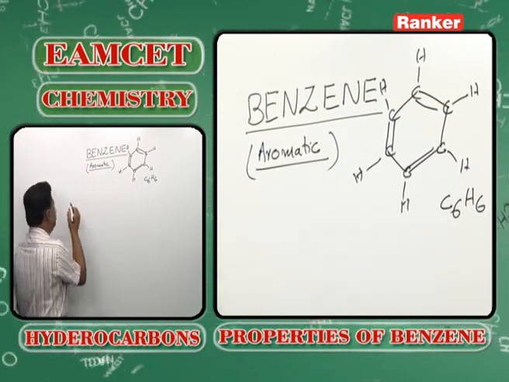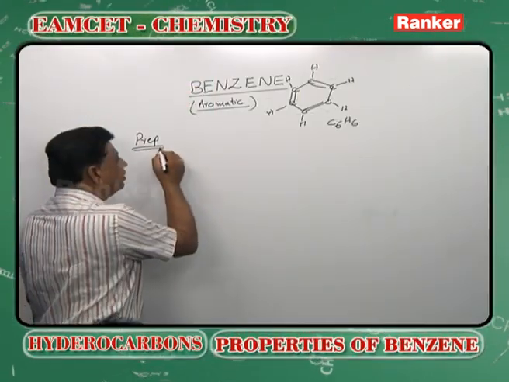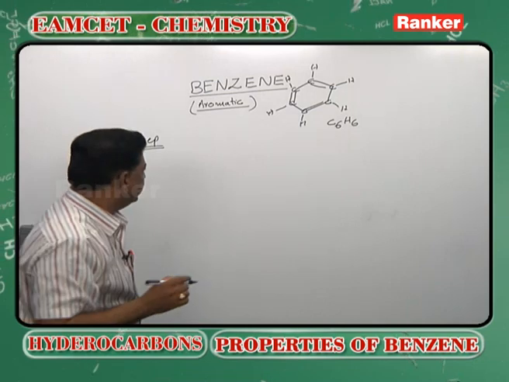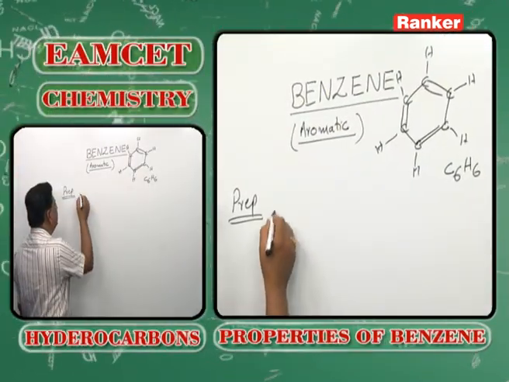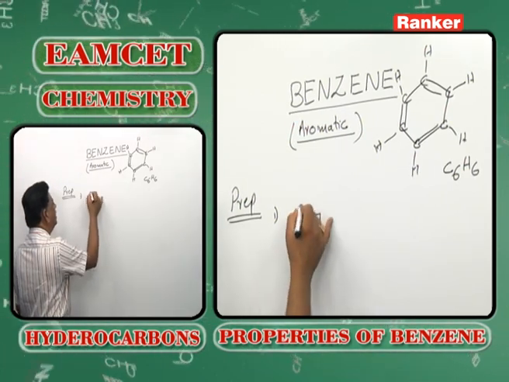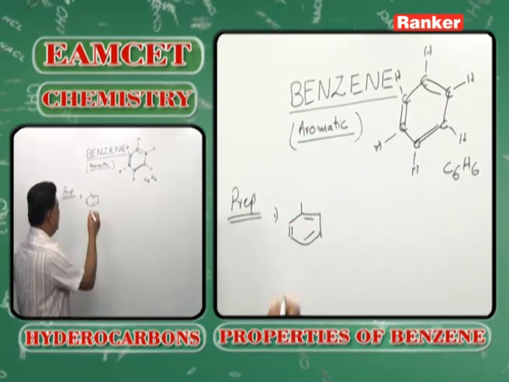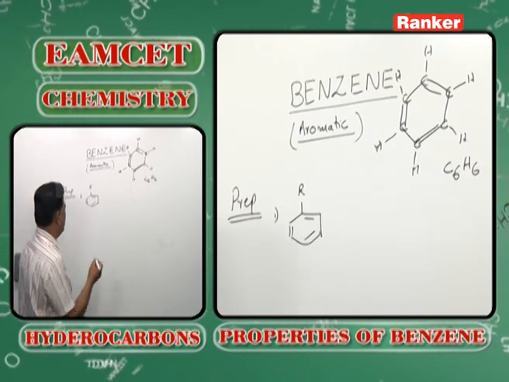Now let us go for how this compound is prepared. Preparations of benzene. I will just give the gist of this. We have a benzene containing some groups, like an alkyl group, let us say any alkyl group, it may be a methyl, ethyl and so on.